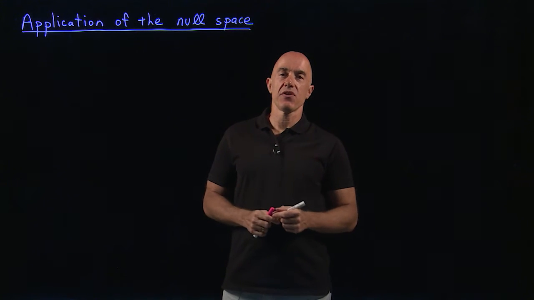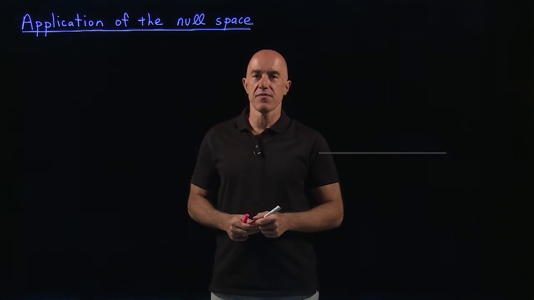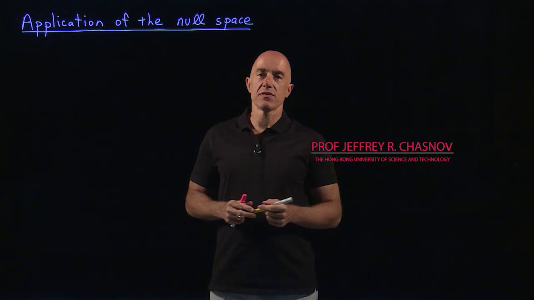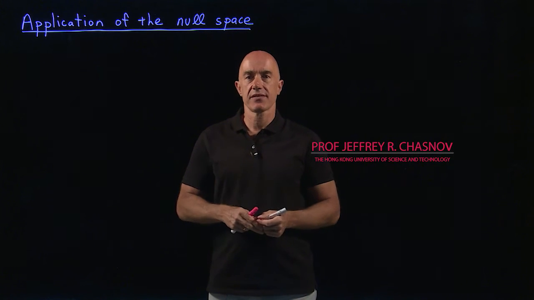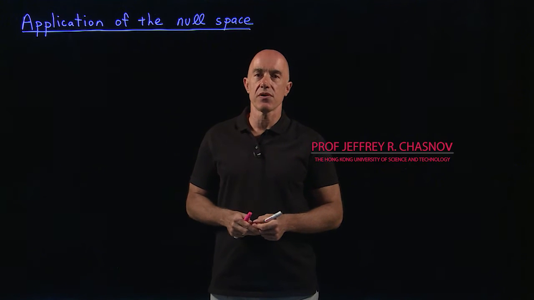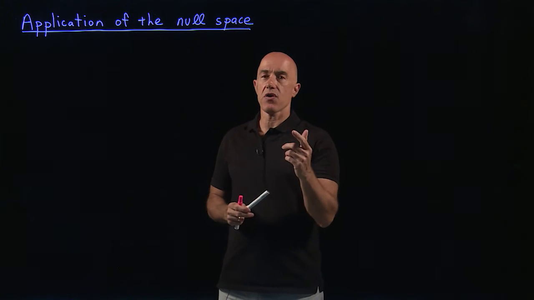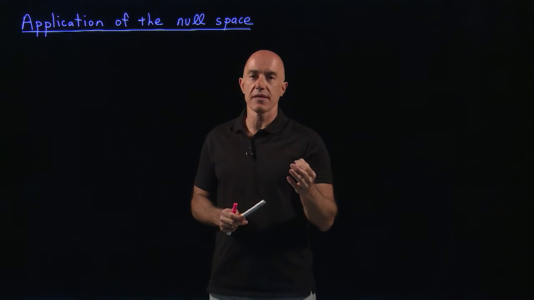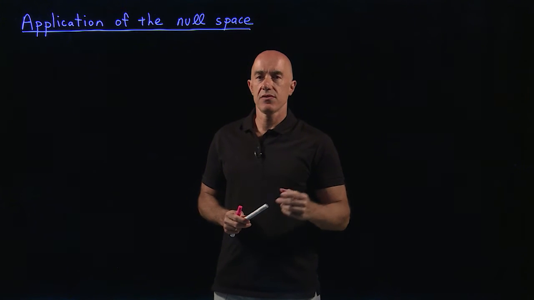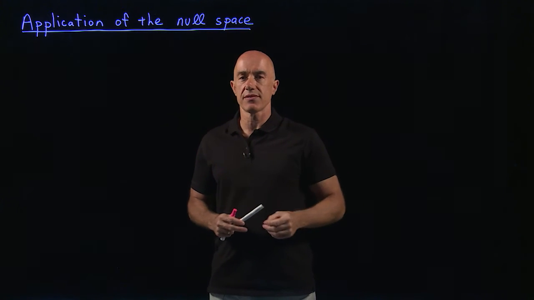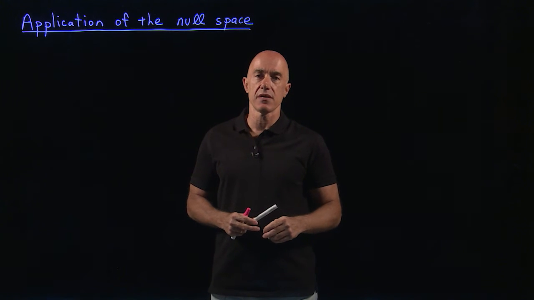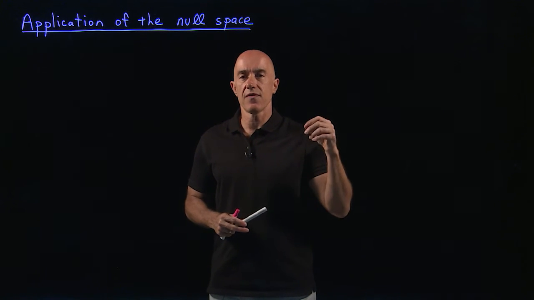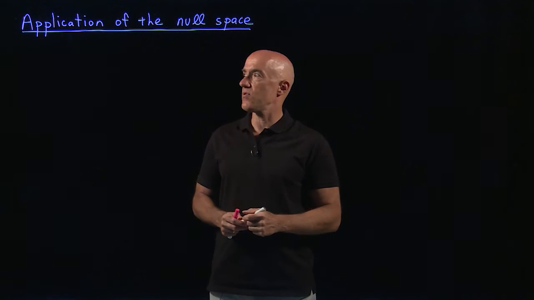In the last video, we learned about the null space of a matrix A. So it's the set of vectors x such that Ax equals 0. In this video, I want to show you how one can use the null space to determine the general solution of an underdetermined system of equations.